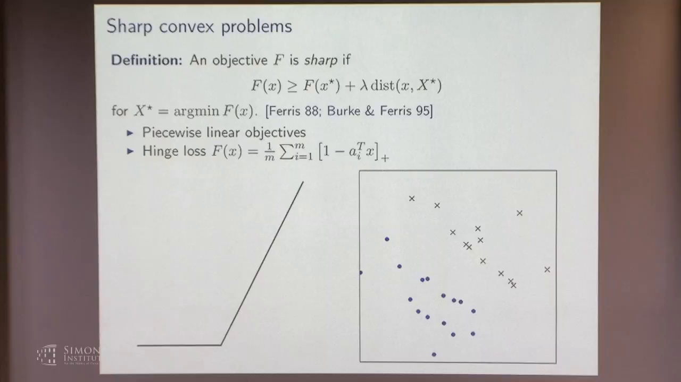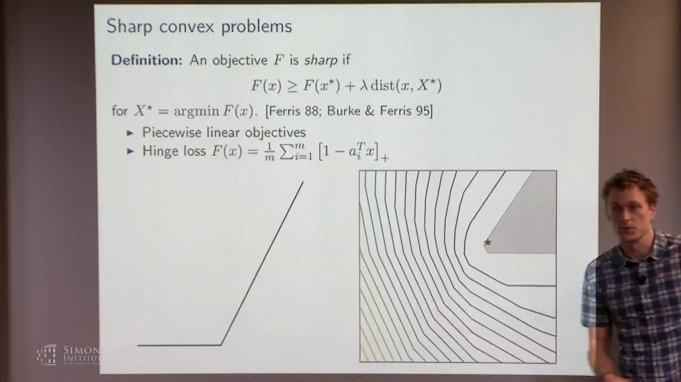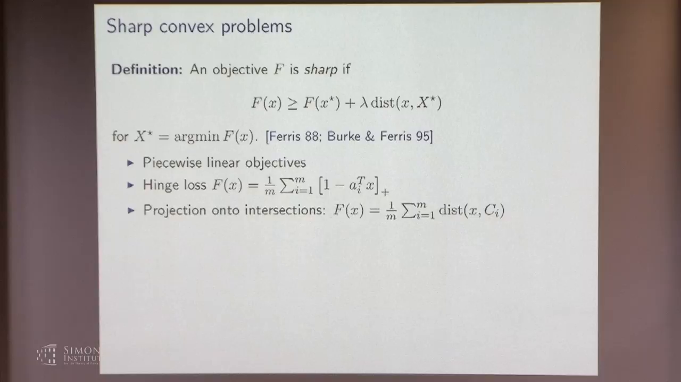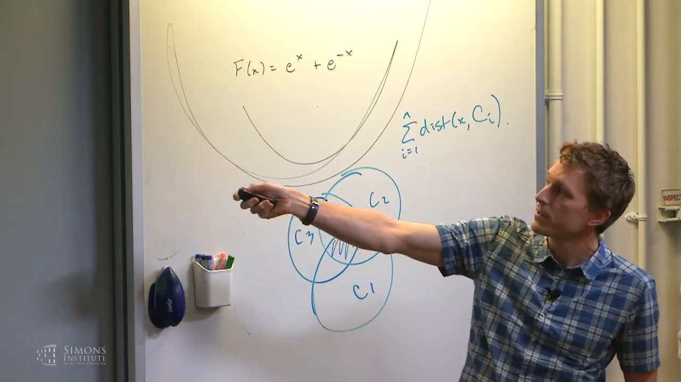Okay, so then if you actually look at these problems and write down how they grow away from the optimum, you'll see that they actually have level curves, which are basically growing linearly away from the optimal set. Right. Another example would be, say, you want to find a point in the intersection of 3 convex sets, C1, C2, and C3. Okay, so here's our intersection of these sets. Well, then a nice objective that's going to be minimized only on that intersection is the sum of your distances to each of these sets. Okay? And that also, you can prove, is going to satisfy this kind of sharp growth condition.